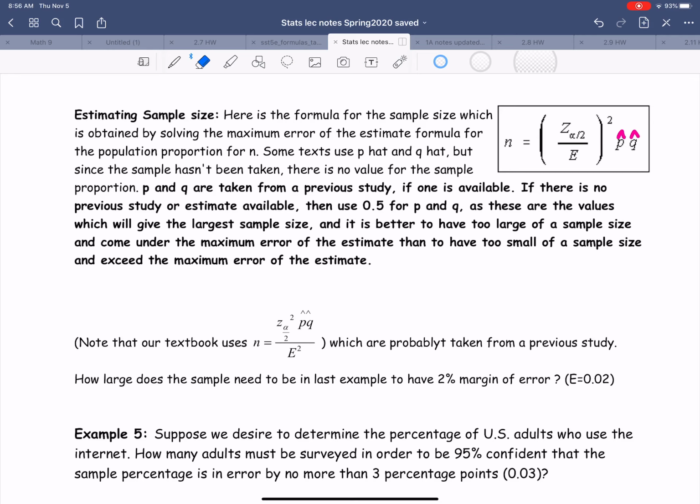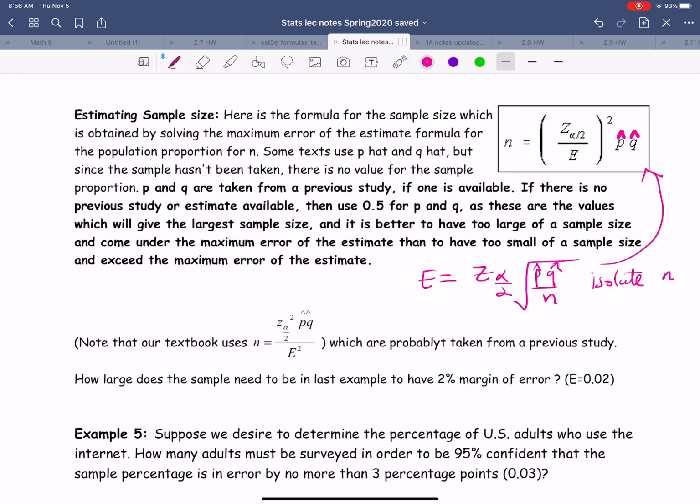So earlier we saw the margin of error formula. That was E equals, in the last video, Z alpha over 2 square root of P hat Q hat divided by N. So from this equation, if we try to isolate the N, we would have to square both sides first and then shuffle things around to isolate the N. We would get to this point. So that's the formula to find out the sample size.